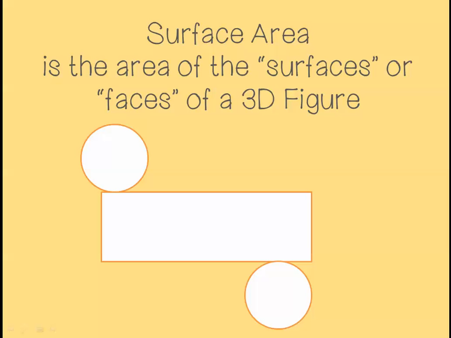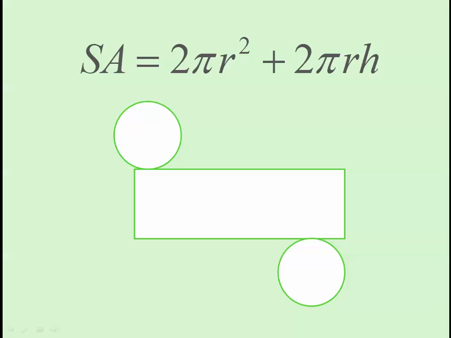On your screen, there is a net of a cylinder. This is what it would look like if we unwrapped the cylinder to make a flat two-dimensional shape. There are two circles and one rectangle. So let's take a look at how that matches the area of each one of these shapes.